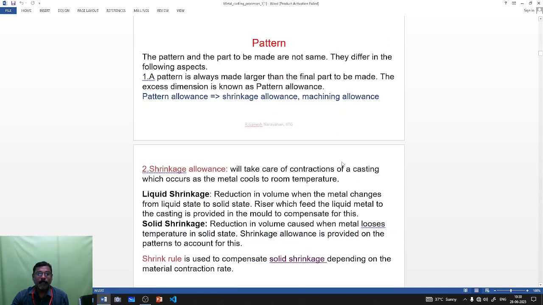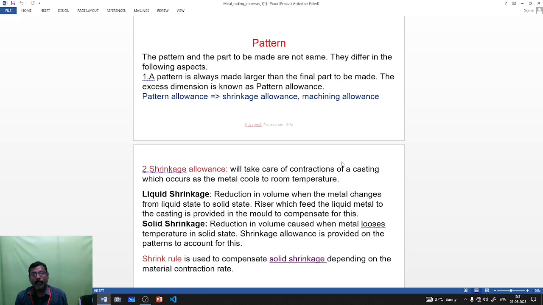Then the pattern and the part to be made are not the same. They differ in the following aspects. A pattern is always made larger than the final part to be made. The excess dimension is known as pattern allowances. Pattern allowances are the shrinkage allowance and the machining allowance. There are mostly two allowances.